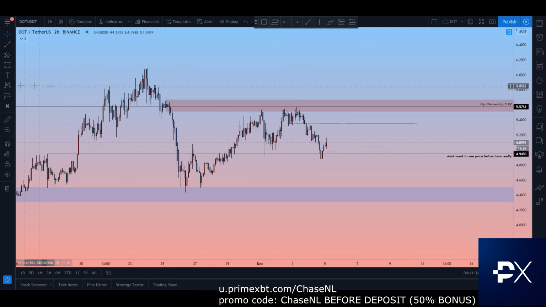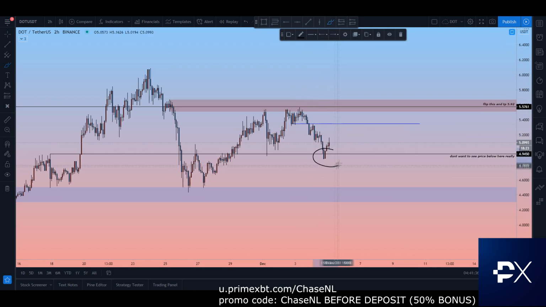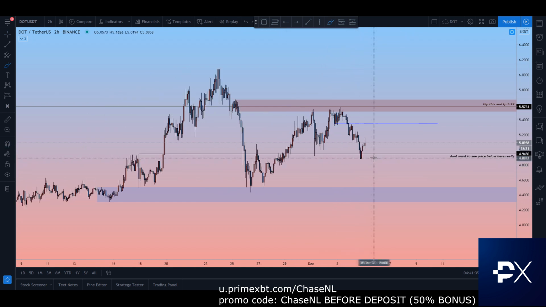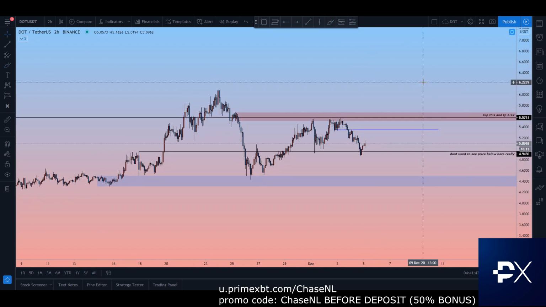BTC started to dump, and you can see all your leveraged people push price right through support. I think this move was somewhat of an anomaly, a deviation down here. Yeah, I guess we'll go through DOT real quick.